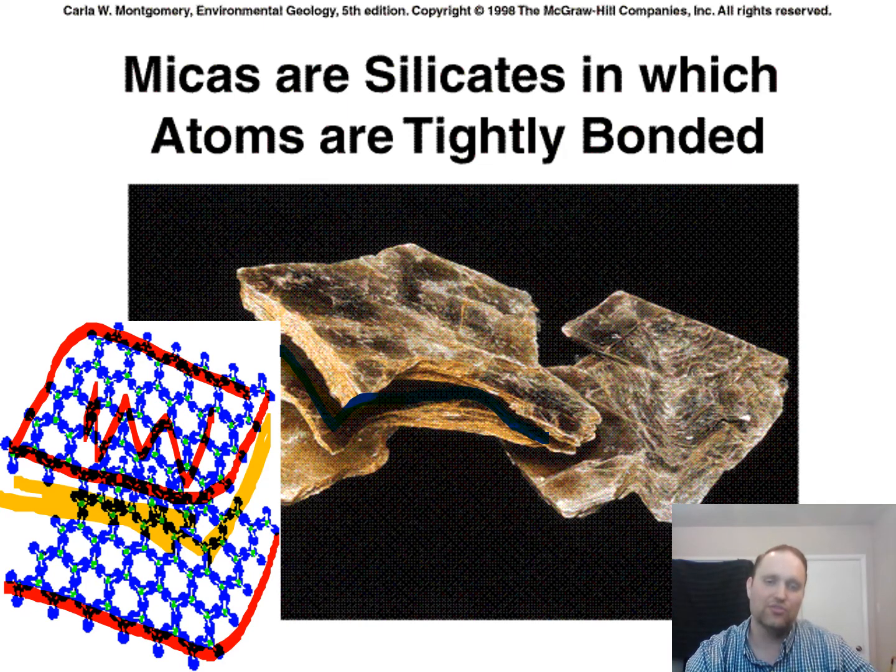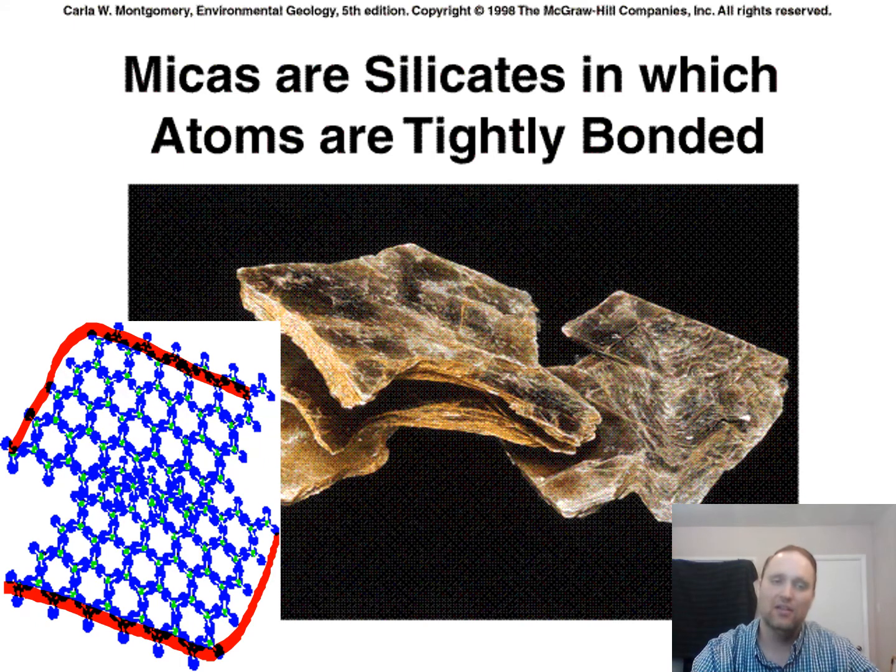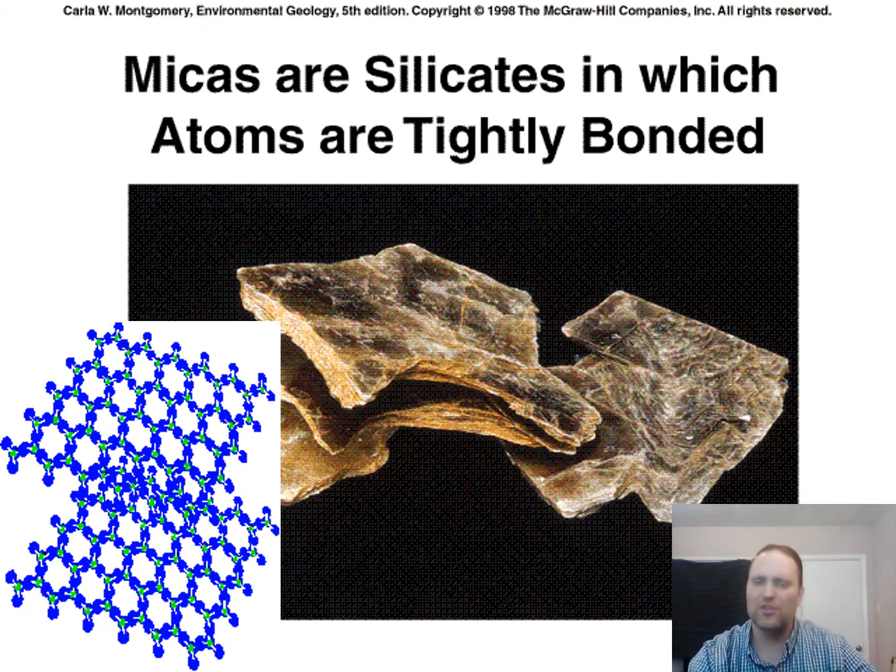On the screen, we're looking at muscovite mica. Again, it's one of the common mica minerals. The other common one is biotite. There are a few others, but those are the two that you will hear about the most. Biotite tends to be dark brown to black. Muscovite tends to be a tan or clear yellowish color.